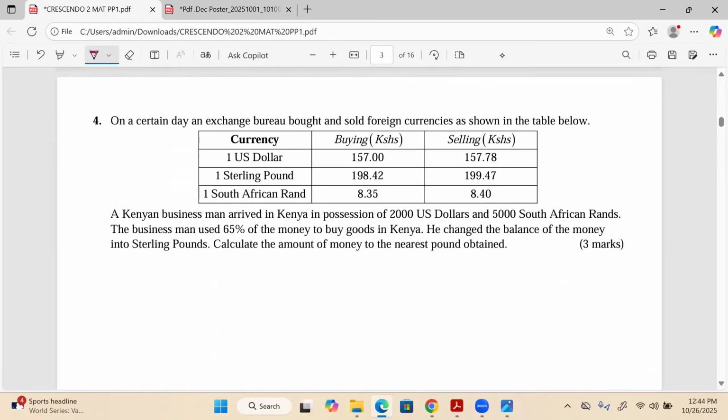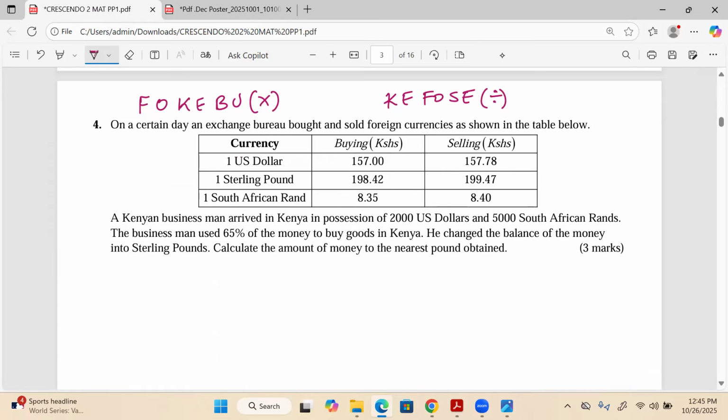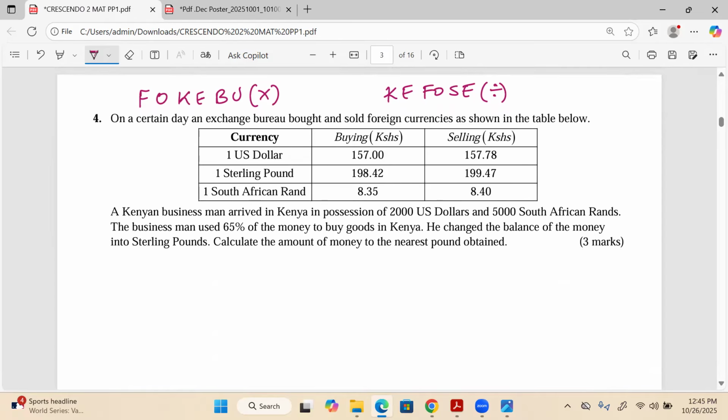All right, we're supposed to say this. When you are converting foreign currency to Kenyan currency, we use the buying column and we multiply. When converting Kenyan currency to foreign currency, we use the selling column and we divide. Therefore, we're going to use the buying column first and we multiply. So we convert the US dollars first: 2,000 US dollars, each bought by the bank at 157. So how much Kenya shillings will he receive from the US dollars?